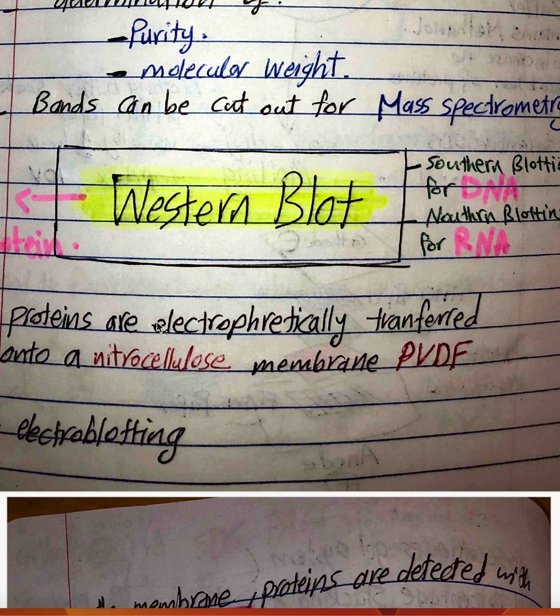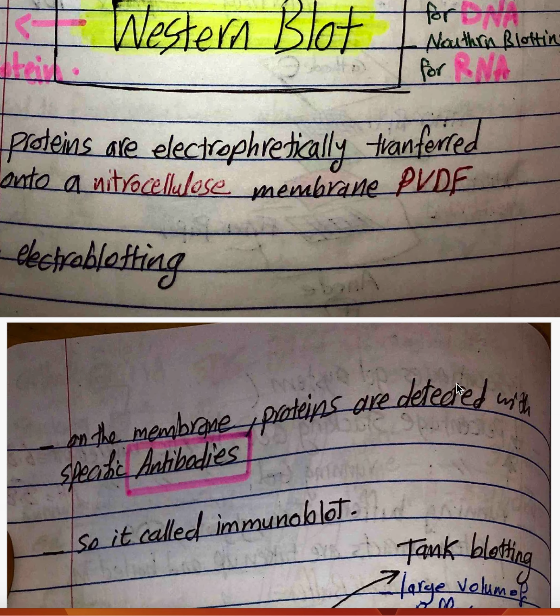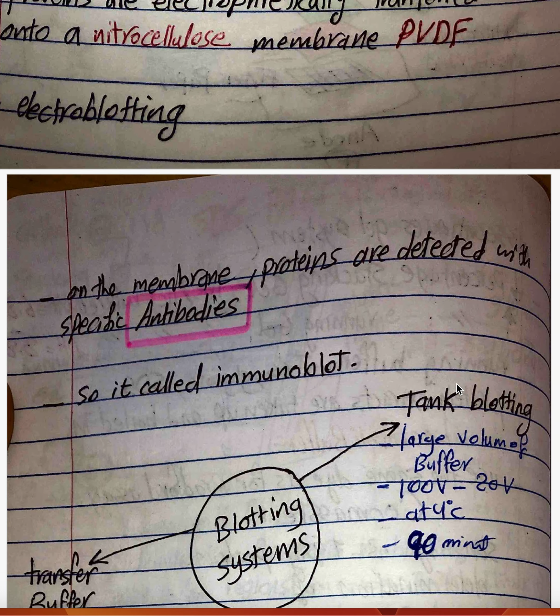So proteins are electrophoretically transferred onto a nitrocellulose membrane, or PVDF. After electroblotting onto the membrane, proteins are detected with specific antibodies, so we use antibodies. So the other name for it is immunoblotting. We can say immunoblotting is the other name for the Western blot.